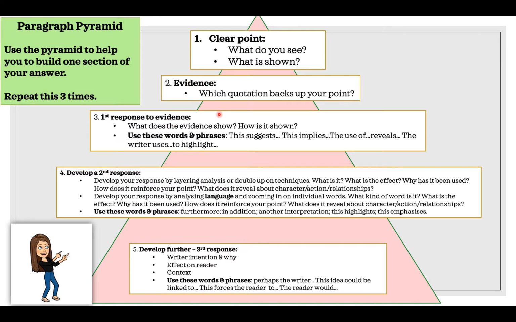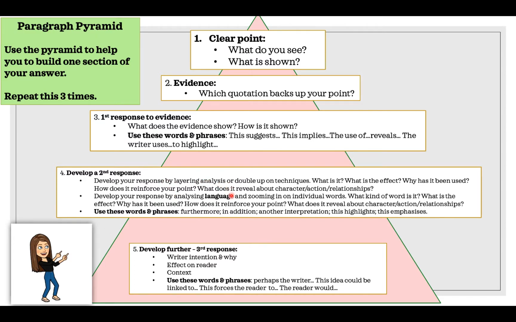Then you've got your first response to the evidence. So initially, what do you see? What do you think is shown to you? And then you can comment on what you think is suggested or implied. Then try and develop a second response. Now, this is where we're really trying to layer our interpretation. We're trying to build upon what we're saying to show that we can say multiple things or we can see multiple meanings. So possibly develop by layering your analysis.